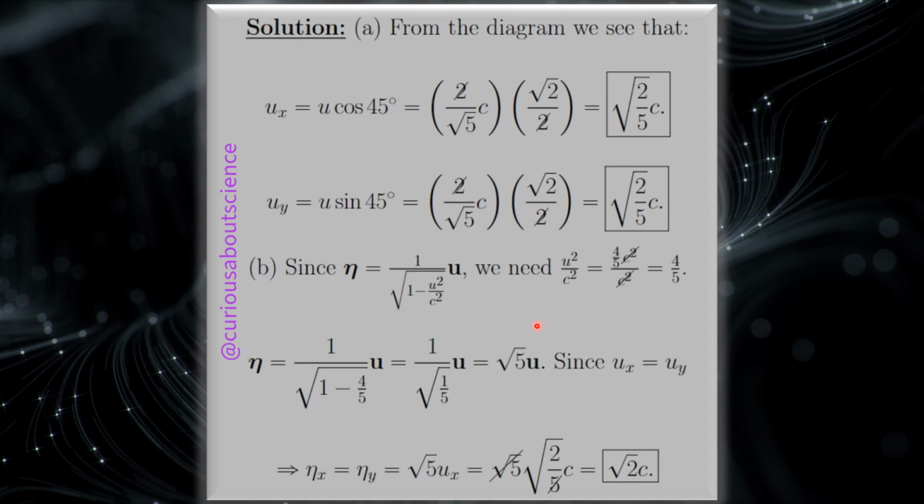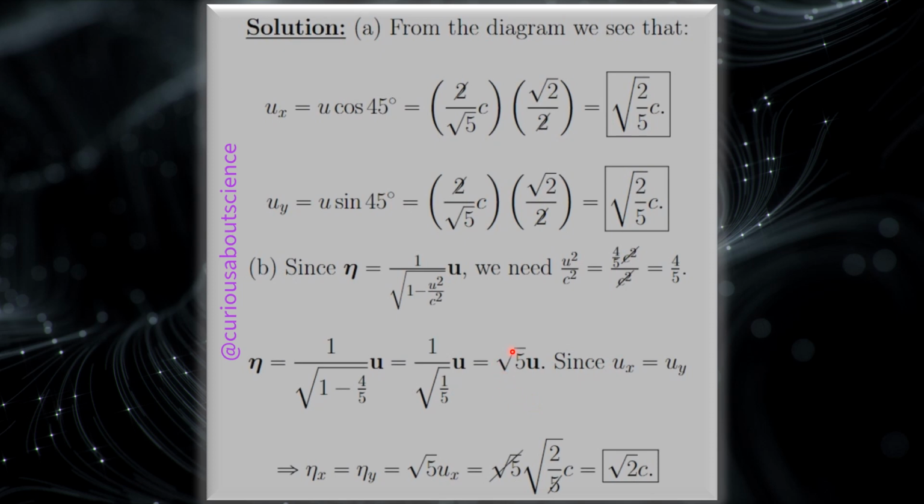For b, since eta is defined as 1 over the square root of 1 minus u squared over c squared times u, we need to know what u squared over c squared is. Clearly, if we square either of these, we're fine to go. We get 2 squared over root 5 squared, so that gives us 4/5 c squared. As you see, the c's cancel, pretty much as expected. And then we just push on through for that gamma term.